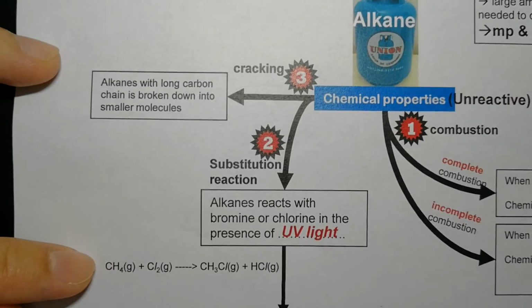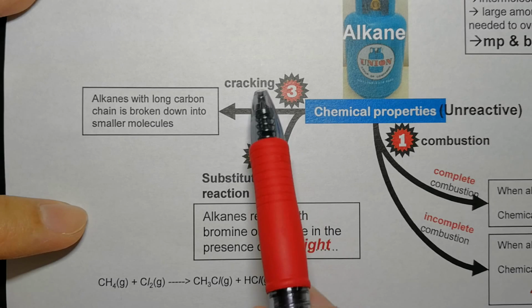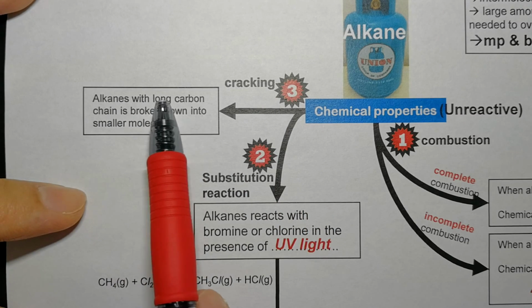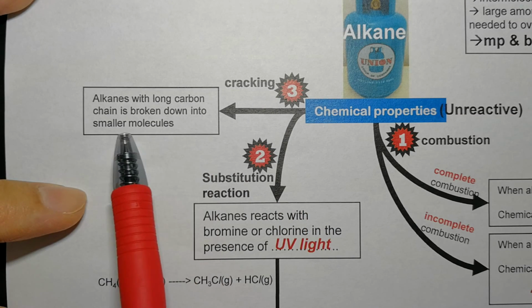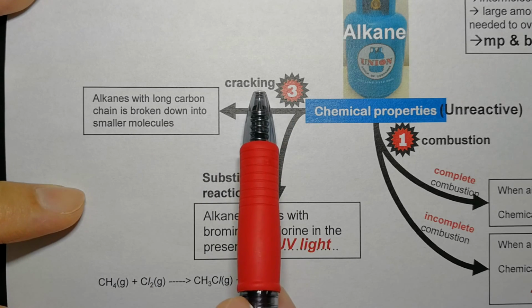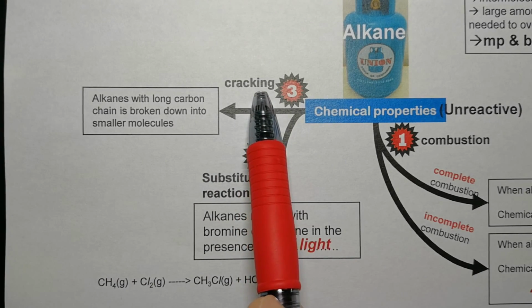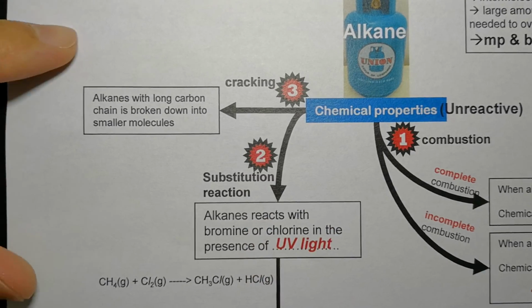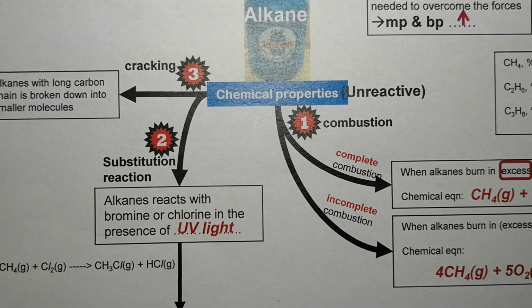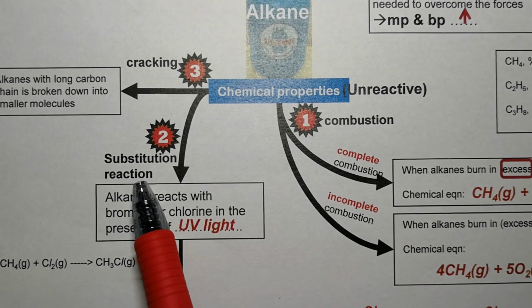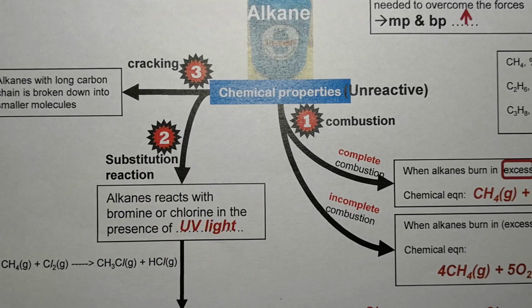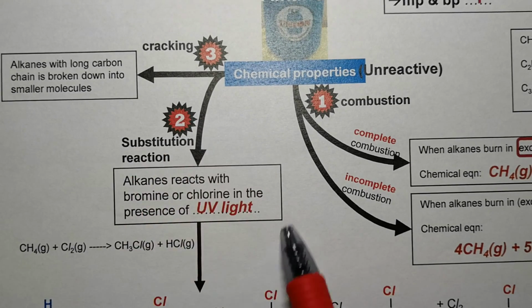And of course, the third reaction that alkane undergoes is cracking. So cracking, alkanes with long carbon chain are broken into smaller molecules. This cracking reaction, we'll look into it in more detail under alkene in the next chapter. Alright, so 3 chemical properties or 3 reactions that alkane can undergo: combustion, substitution, and cracking. Very important is substitution reaction.